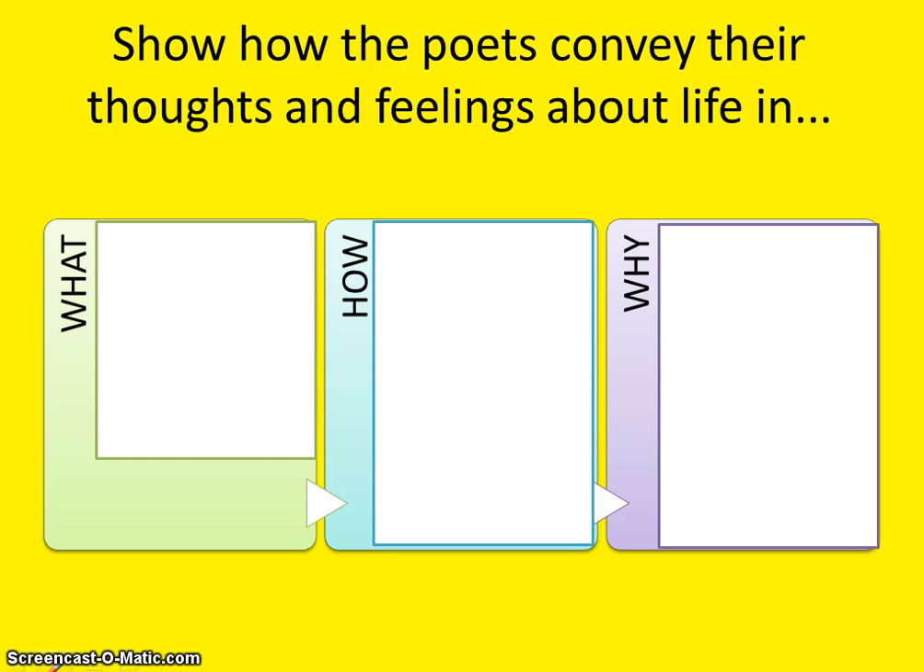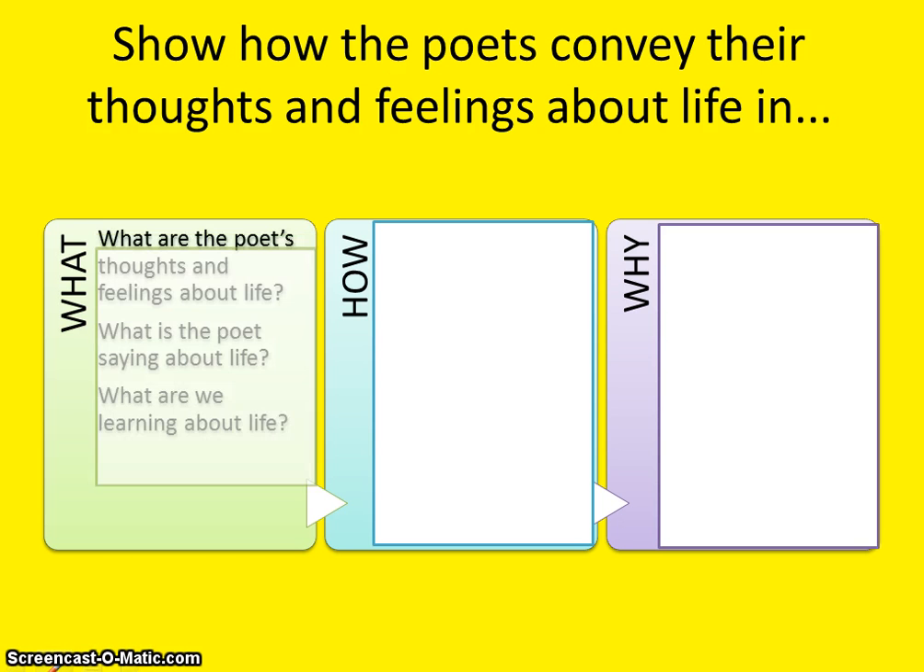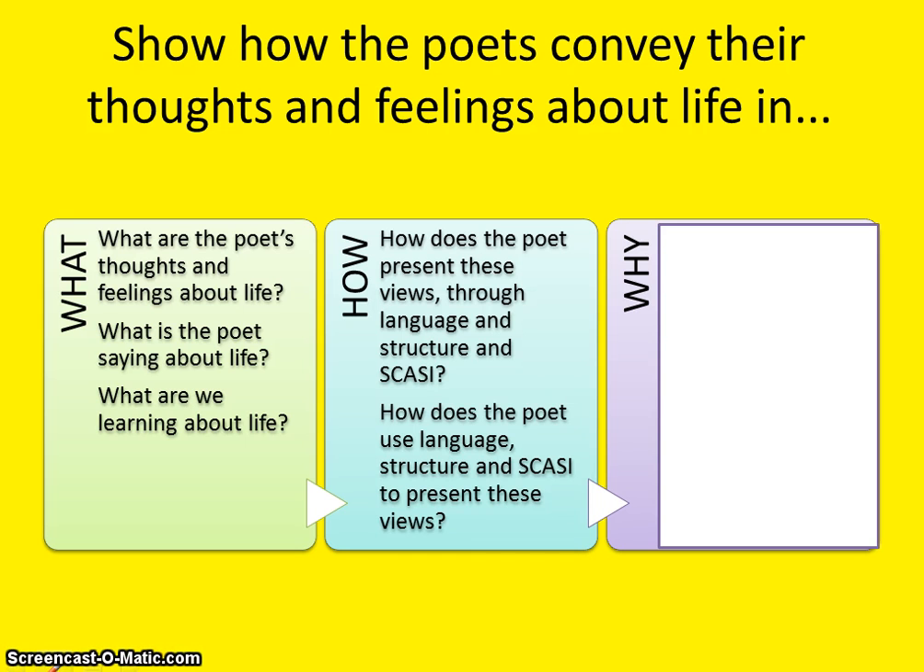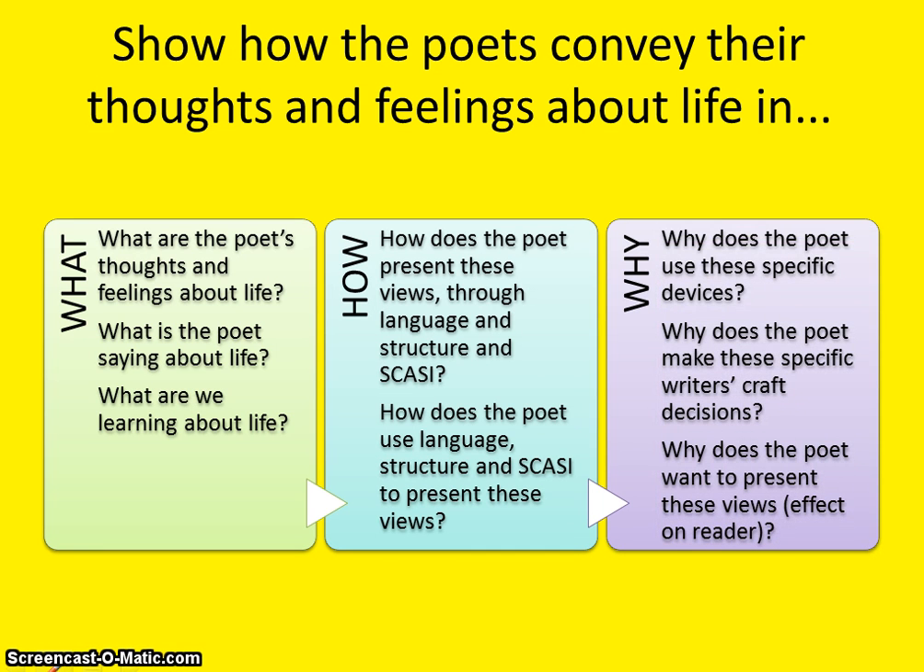Okay, the other question. Show how the poets convey their thoughts and feelings about life. Again, we need to know, what are the poet's thoughts and feelings about life? Start off by thinking about, is it positive or is it negative? Then turn that into how, looking at language and structure. Then think about why they've done those things and what the effect is on the reader.